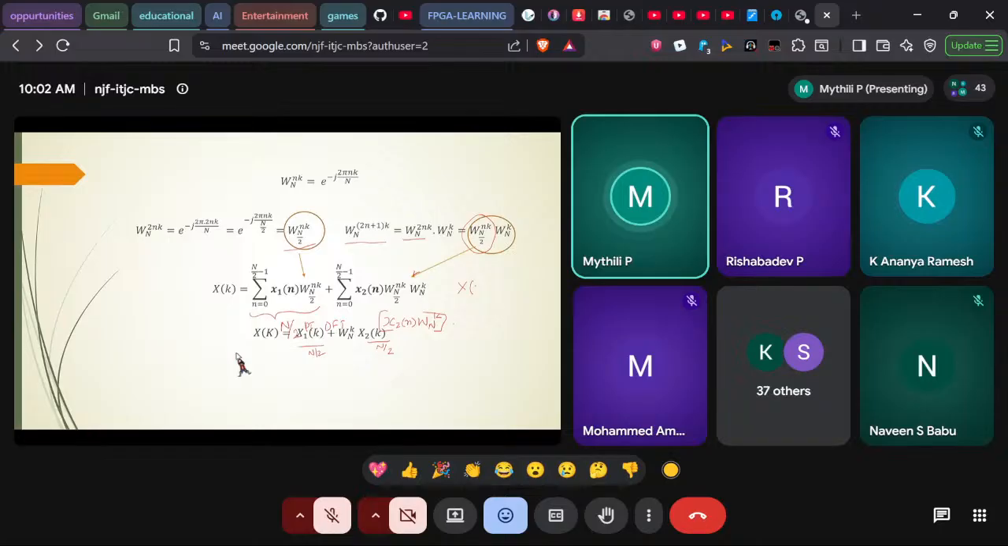So x of k, if we take n is equal to 8, let us take x of k is periodic with the period 8. x1 of k is periodic with the period 4. Okay. x2 of k is again periodic with the period 4. Is that clear?